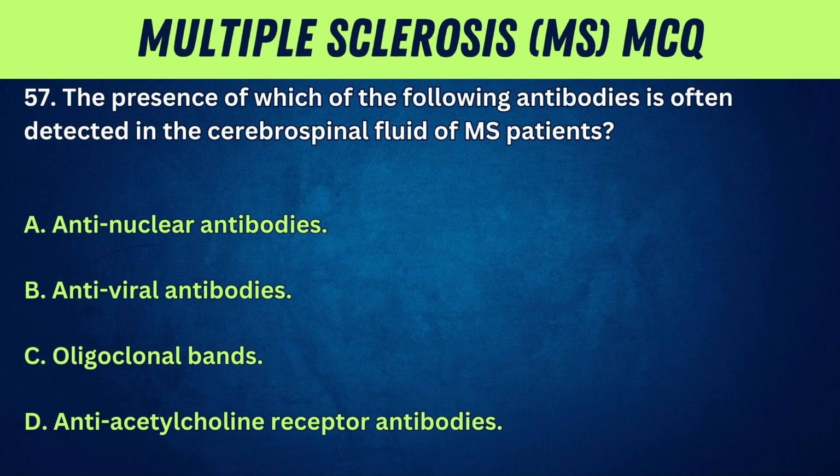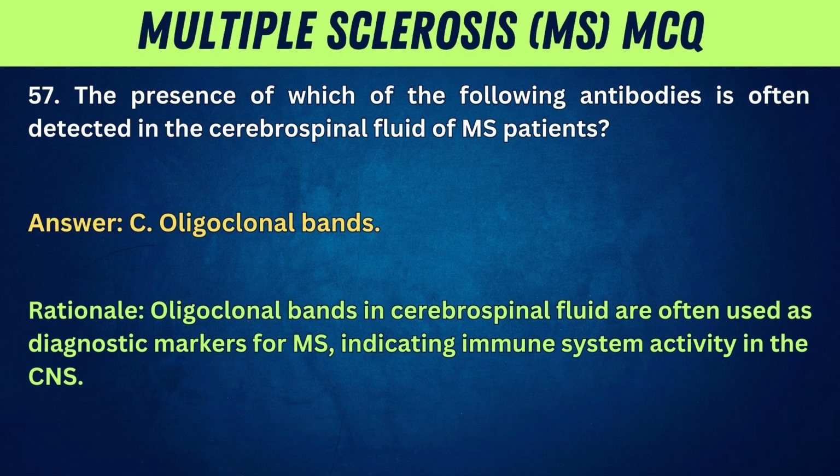A. Antinuclear antibodies. B. Antiviral antibodies. C. Oligoclonal bands. D. Anti-acetylcholine receptor antibodies. Answer: C. Oligoclonal bands. Rationale: oligoclonal bands in cerebrospinal fluid are often used as diagnostic markers for MS, indicating immune system activity in the CNS.